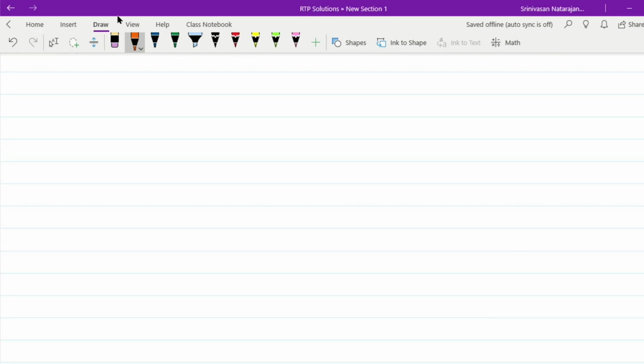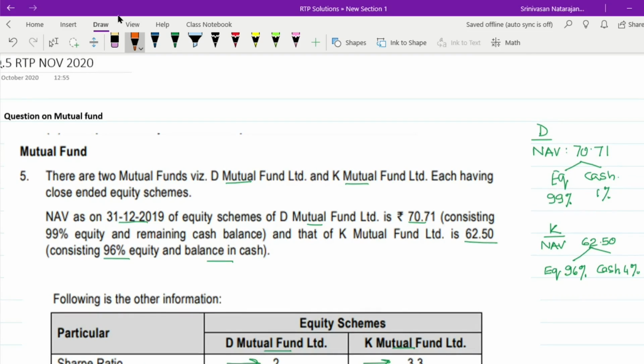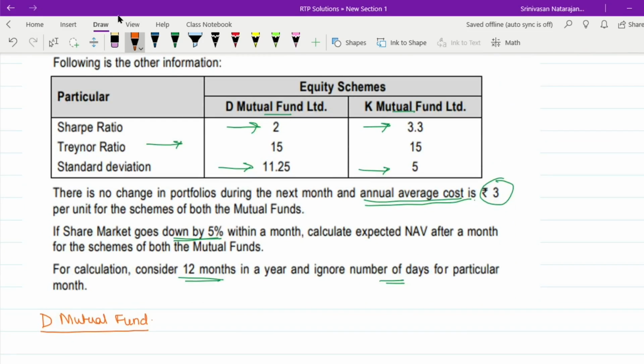Now let us solve the problem first for D mutual fund. Now before solving the problem, let us understand what exactly we are required to find out. See, they have given the breakup of NAV of D mutual fund, that is equity is 99% and cash is 1%. And what is it that they have asked us to find out? They have asked us to find out that if the share market goes down by 5% within a month, calculate the expected NAV after a month for the schemes of both the mutual funds.